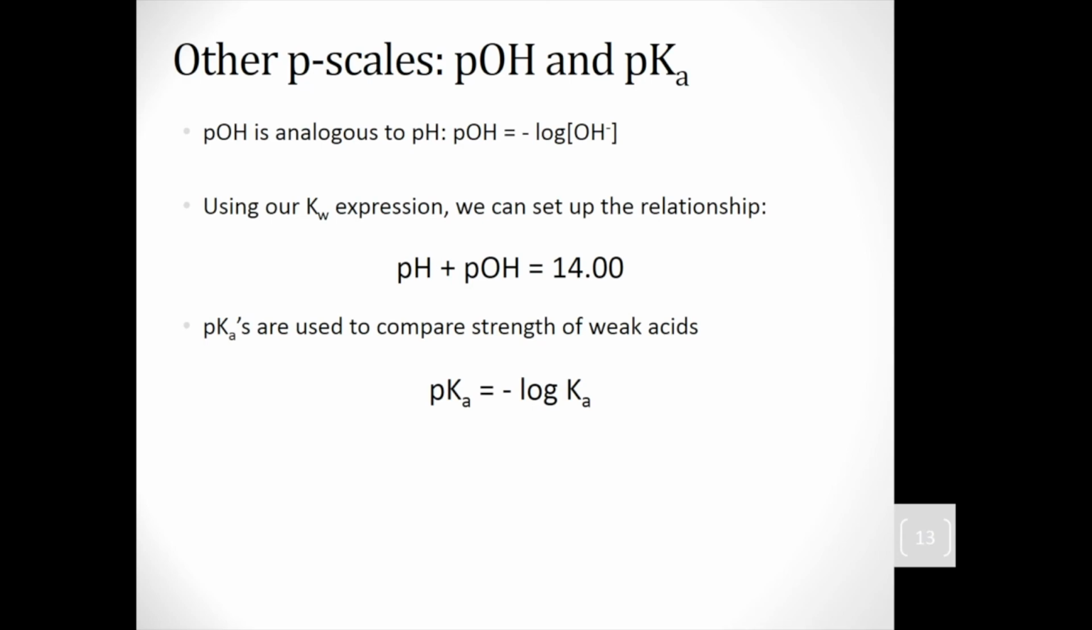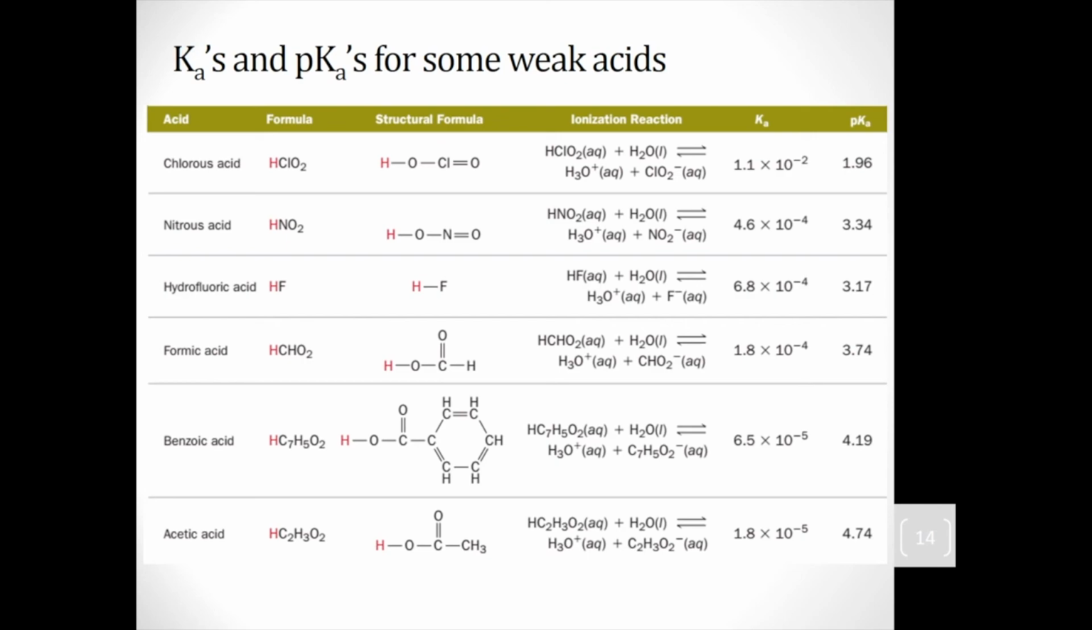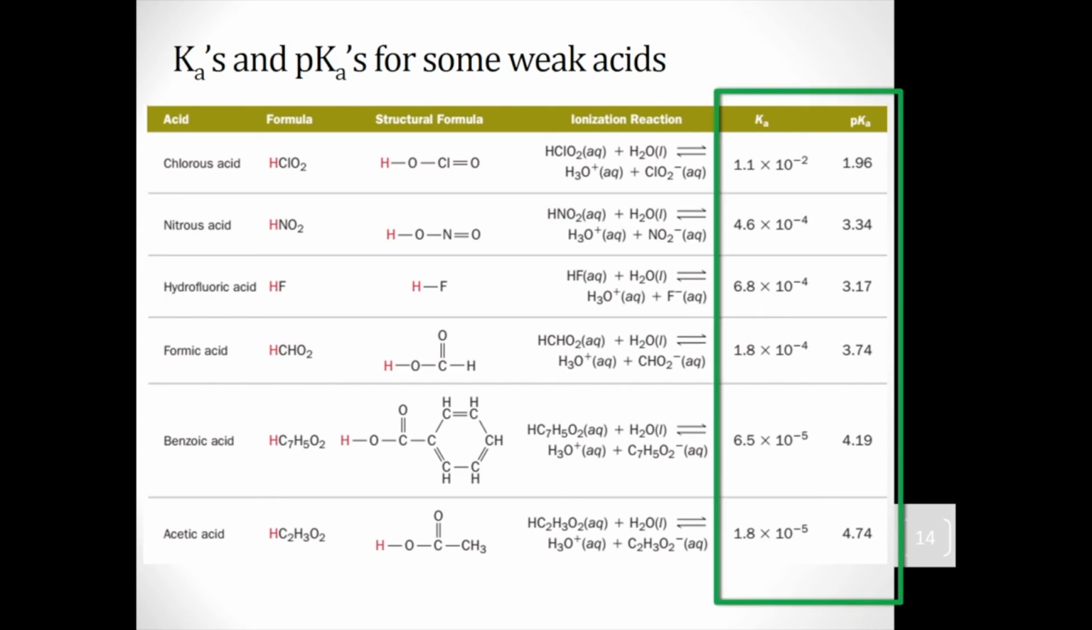Just so that you can see some examples, I do have Kas and pKas for some weak acids here. Now, what's really nice about this table, it has the name, it has the formula, it has the structure, and it highlights which hydrogen is going to come off when it acts like an acid. What I want to draw your attention to, there's a Ka column and a pKa column. So for chlorous acid, the Ka is 1.1 times 10 to the minus 2. If you take the negative log of that number, you get 1.96.